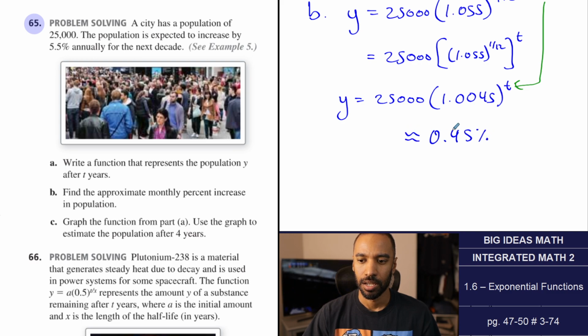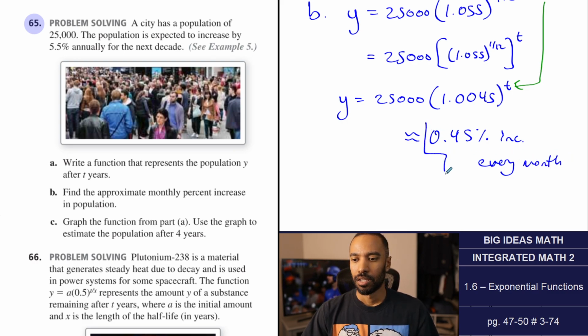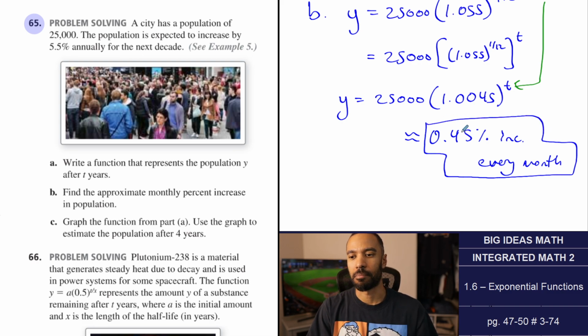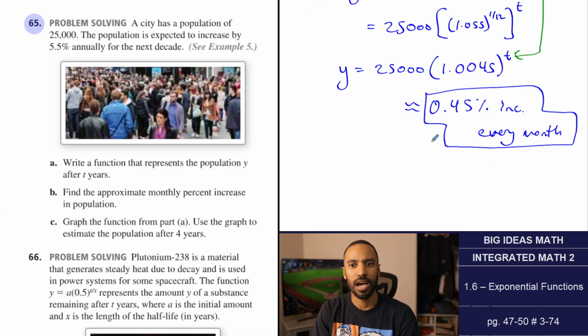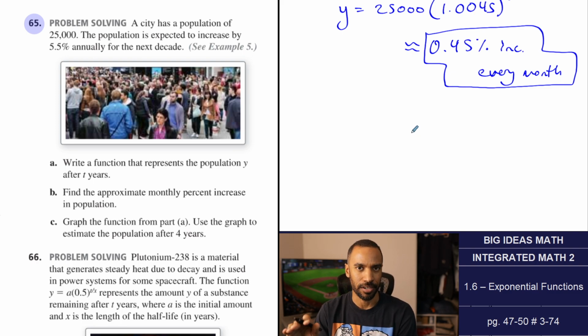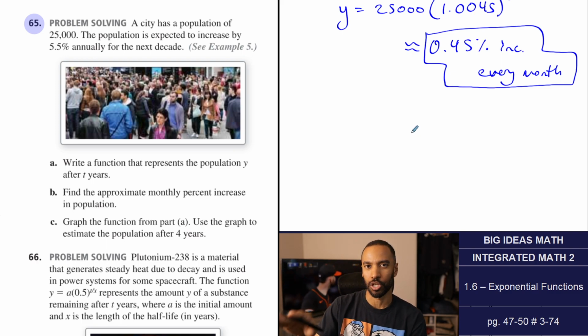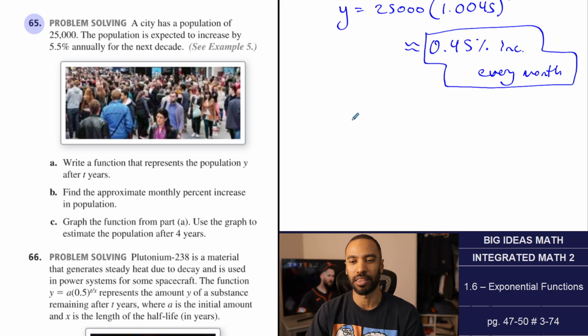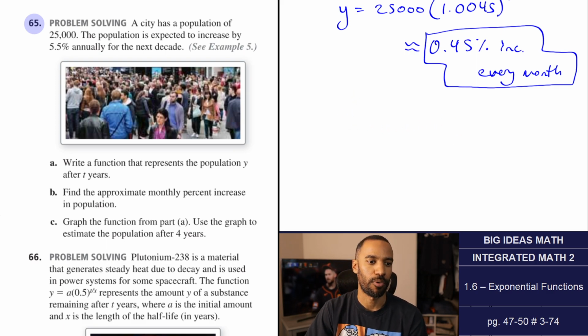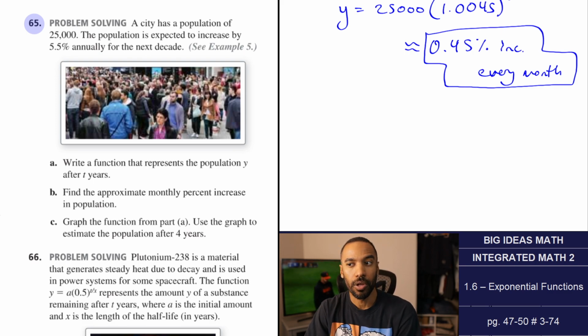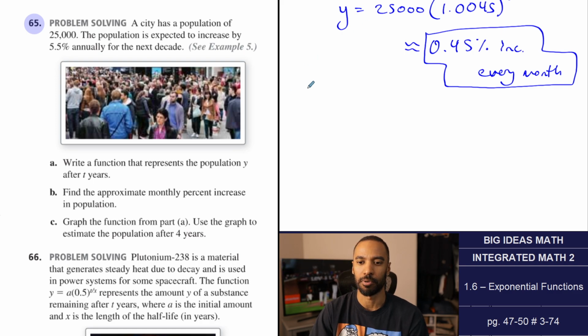0.45% increase every month. Now, you might think you would just take 5.5 and divide it by 12. It's not quite how percentages work, though, because it's not linear. The monthly increase grows from the previous amount each time just a little bit. That's why that's necessary. If I just did 5.5 divided by 12, just a heads up, it's going to be close. And I get, well, it's 0.458333. It's really close to it, but we don't divide by 12. We do that conversion the way that you saw before.